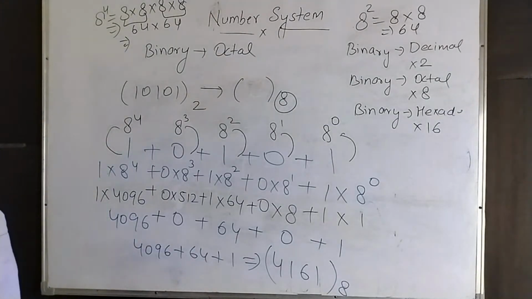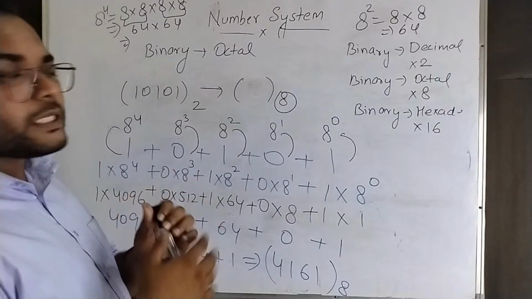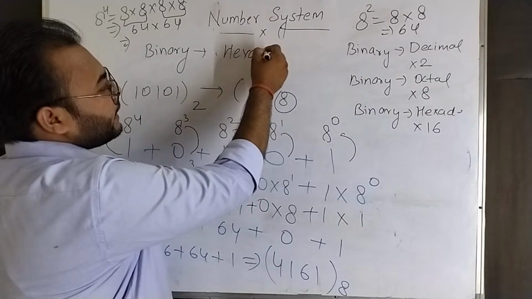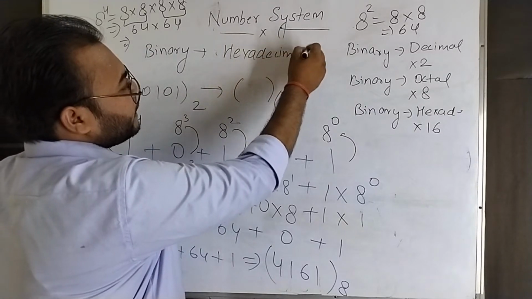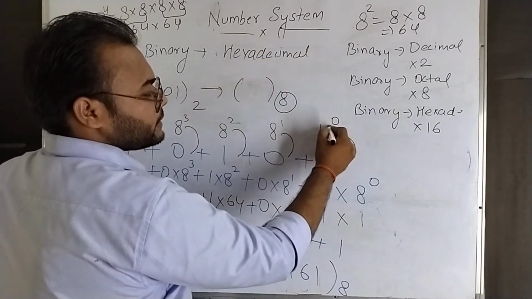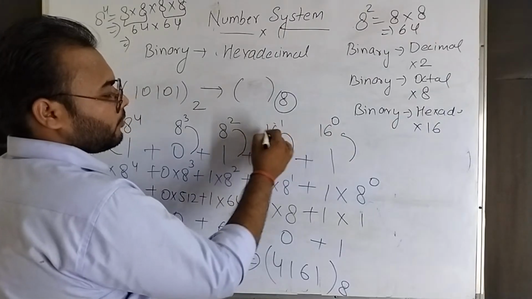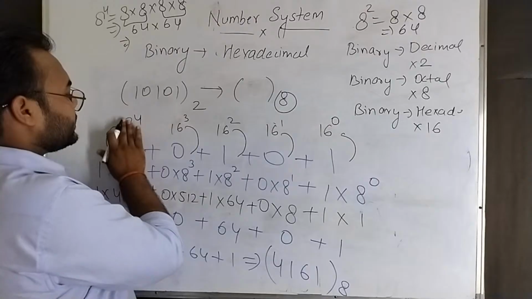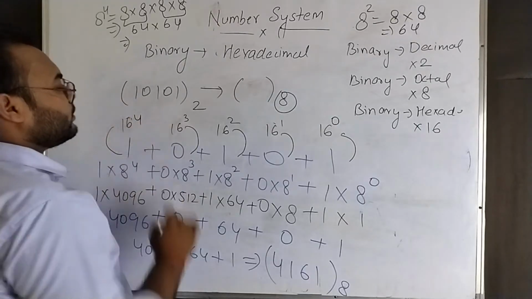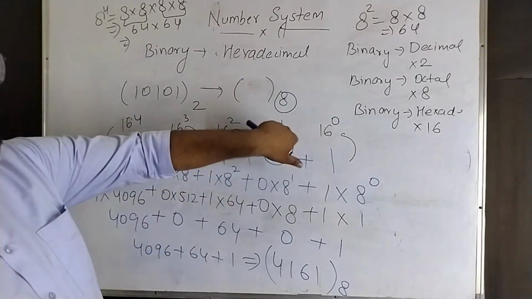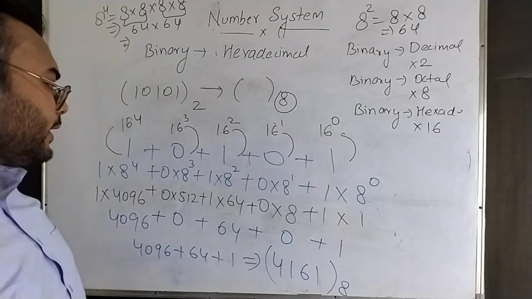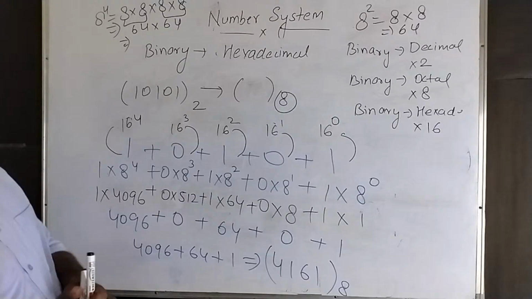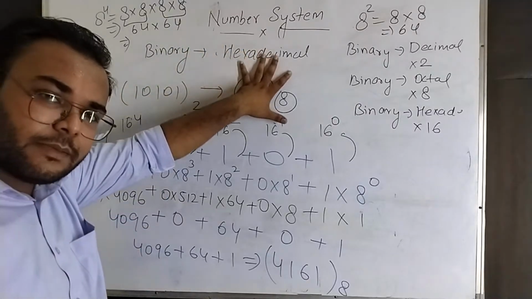Now the next topic is binary to hexadecimal. Same process. What will you do in hexadecimal? You are going to multiply with 16 here. In place of 8, what will it become? It becomes 16 and nothing else needs to be done. Write its power and then you can convert it. Okay? Fine. So this was binary to hexadecimal.